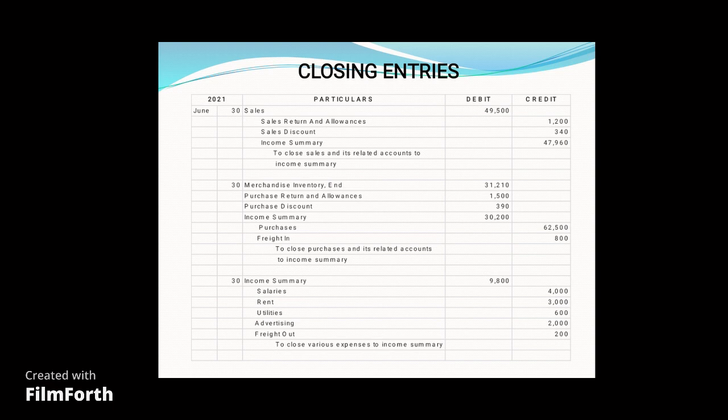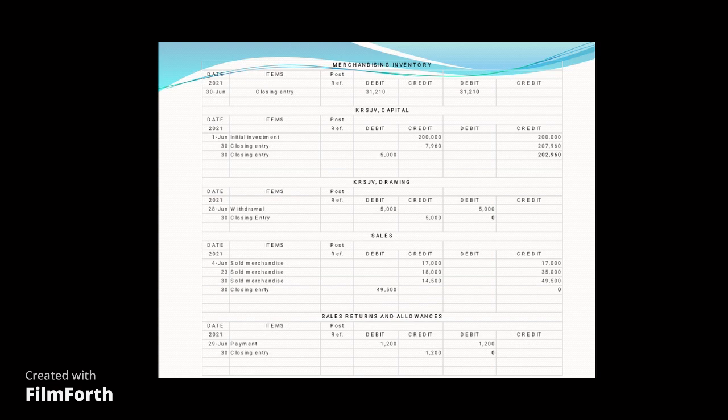So first we will close the sales and its related accounts. Note that the nature of sales is credit and the related accounts are debit. So to close the sales, we have to put it on the debit side and the related accounts on the credit side. The same goes for the rest. So after making closing entries, you will post them back in your ledger. And this will be the form of your ledger after posting.